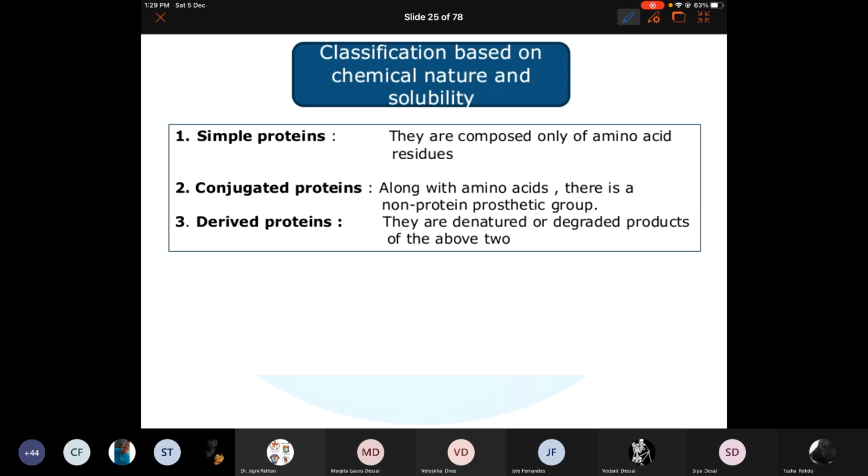For example, for a conjugated protein like glycoprotein, you have glyco, which is a carbohydrate part, and you have a protein. So it's a glycoprotein. So that's a conjugated protein. Getting the point?